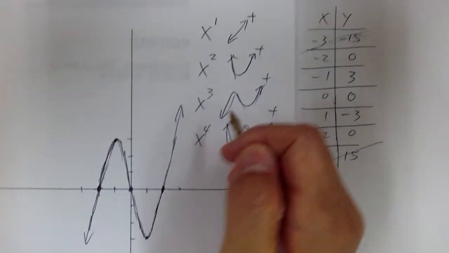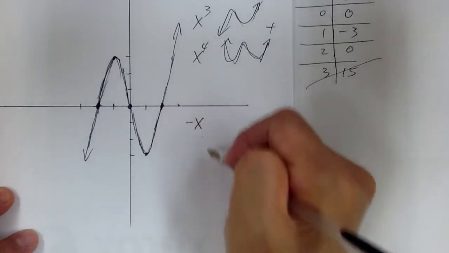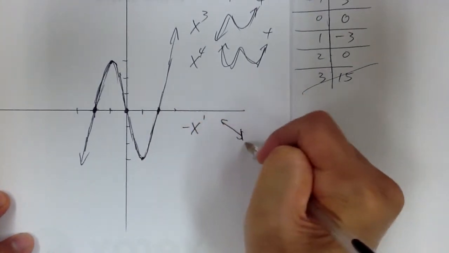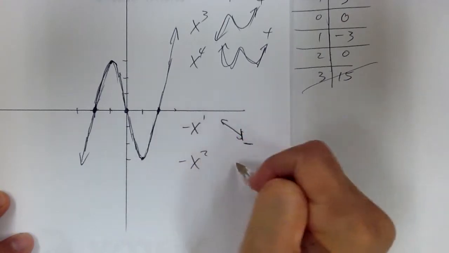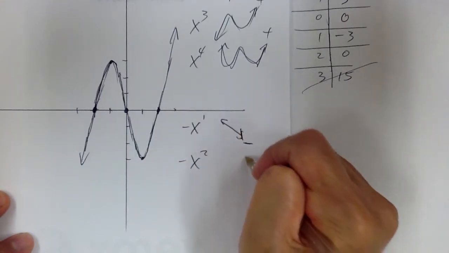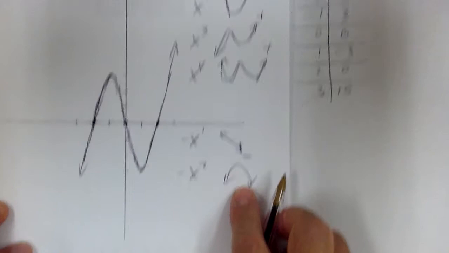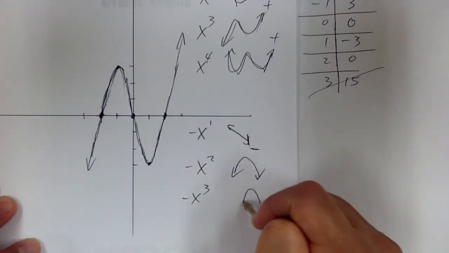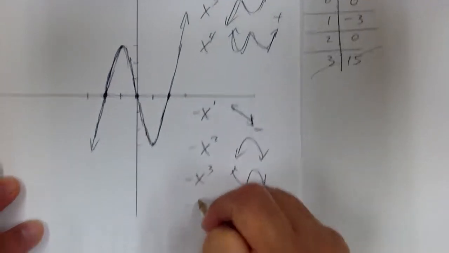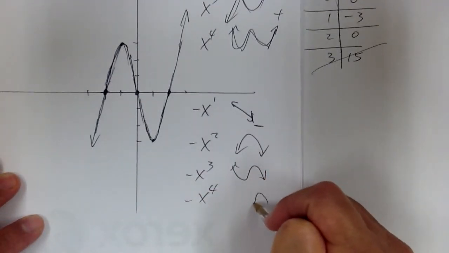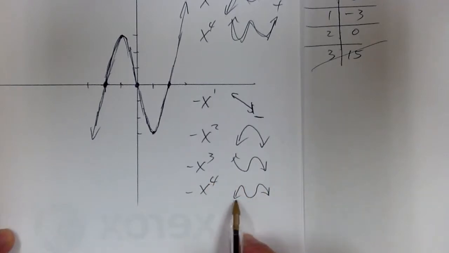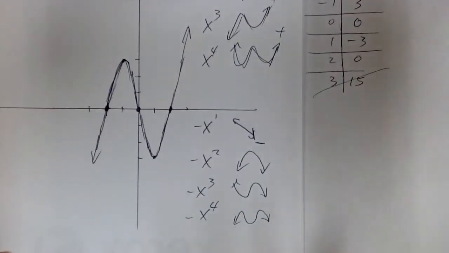Now when you have a negative, you have a negative x to the 1 power, it's going to go down, because this is negative. Negative x squared is going to go down. So it's going to be like this. So it's kind of opposite, right? Negative x to the 3 power is going to go like this. Negative x to the 4 power is going to go like this. So each additional power gives you the direction. So this kind of gives you a general idea of what the graph should look like.